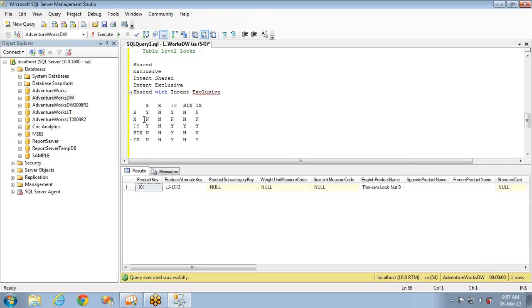So the difference between row level locking and table level locking is the intent type of locks, which means applying the locking at the next level in the hierarchy. That means if you apply the lock at table level, the lock will be considered row level or data level, I can say.